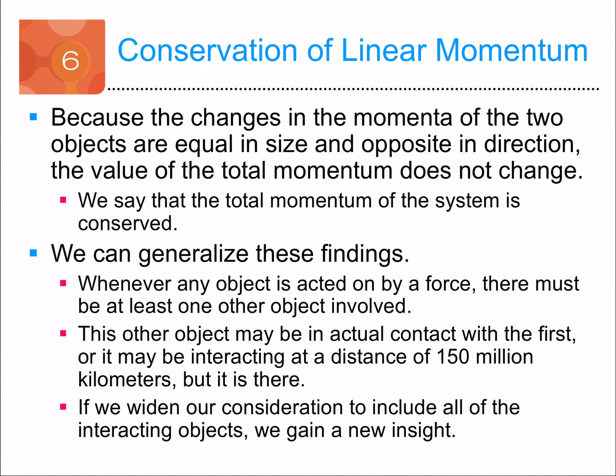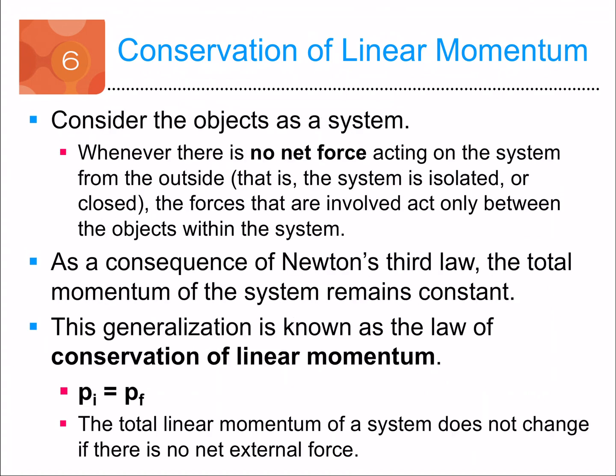Because the changes in the momenta of the two objects are equal in size and opposite in direction, the value of the total momentum doesn't change. So we say it's conserved. We're going to generalize these findings by saying whenever an object is acted on by a force, there has to be one other object involved. That second object could be in contact or it could be at a distance. So what we do is we consider the objects as a system. Whenever there's no net force acting on a system from the outside, the forces involved only act between the objects within the system. So basically the system is isolated, it's closed.